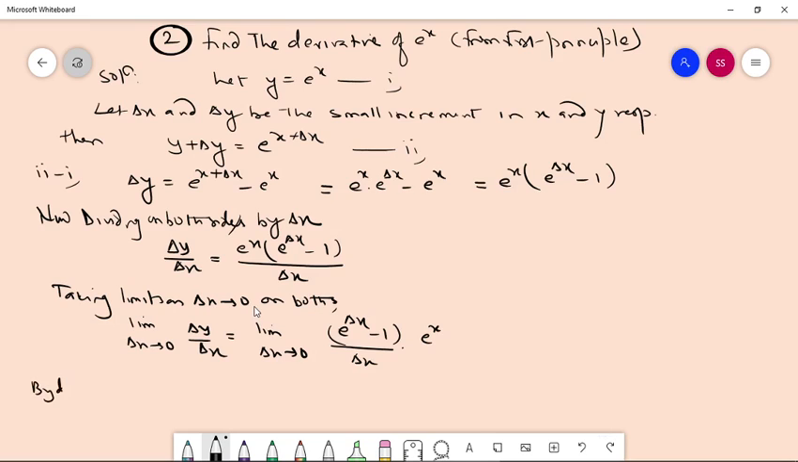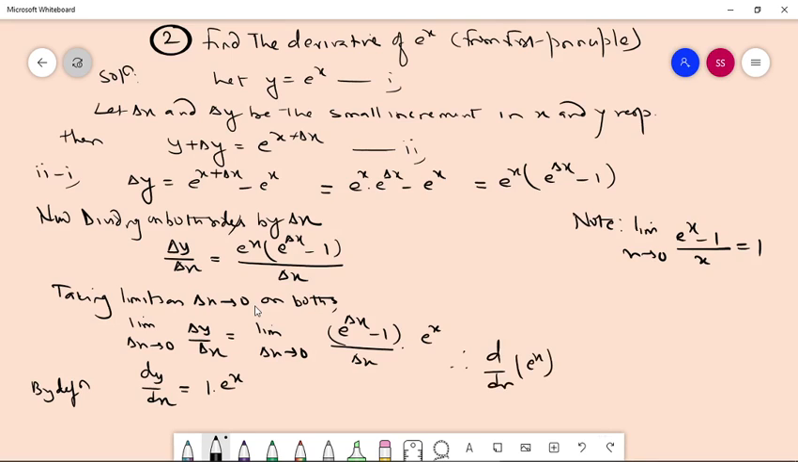Okay, by definition, this is dy by dx equal, note limit x tends to 0, e to the power x minus 1 by x equal to 1. The first part gives the same pattern, it is 1, and second is e to the power x. Therefore dy dx of e to the power x equal to e to the power x. This is the final answer.